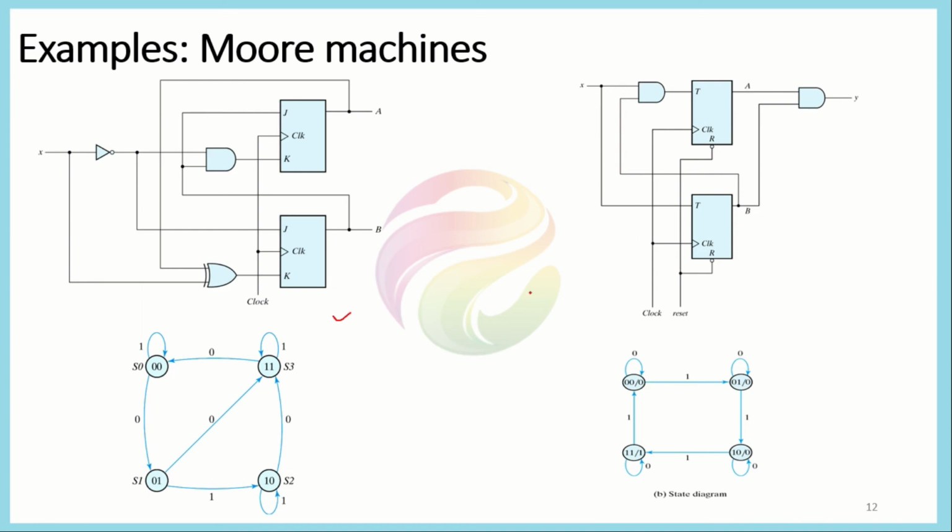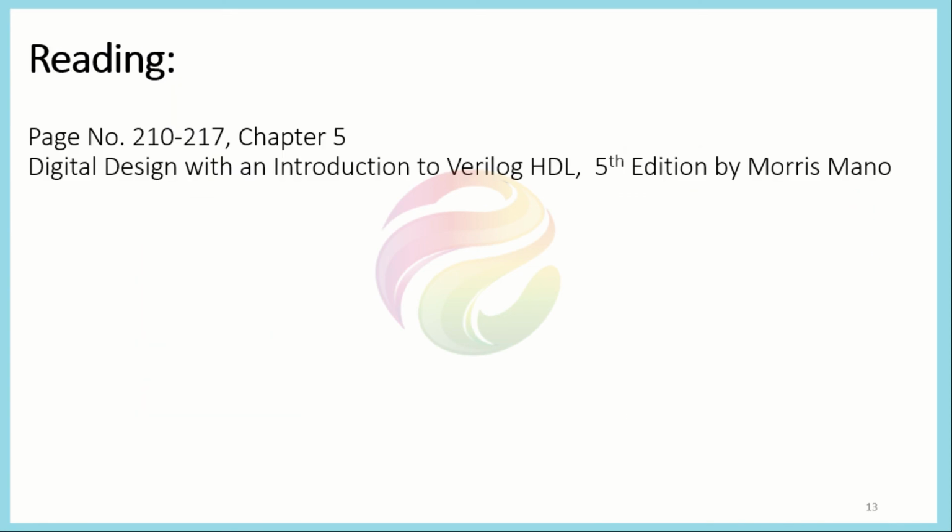Another example we have also seen is the T flip-flop circuit. In this example, you can clearly see that the output Y is only dependent upon the current state of the two flip-flops. This is the first flip-flop A and this is the second flip-flop B. So the current output is only dependent upon the current state of the flip-flops. It is not dependent upon the input of the system, so its value will only change after the specific clock cycle. So it will be a synchronized one. So this is also an example of the Moore machine.